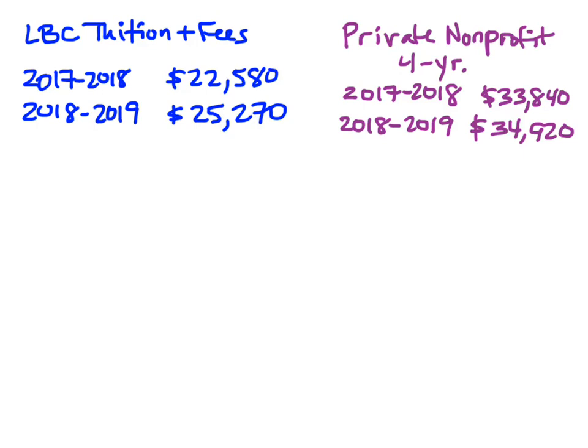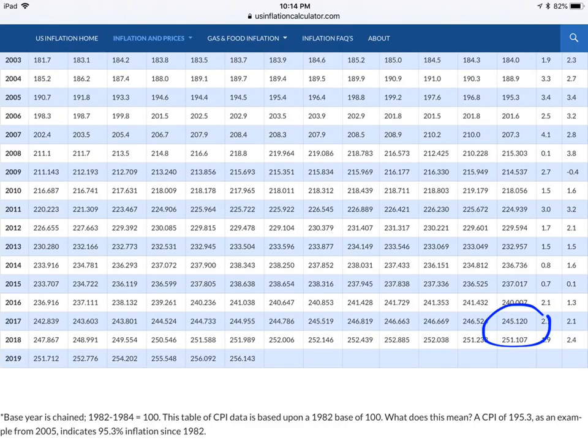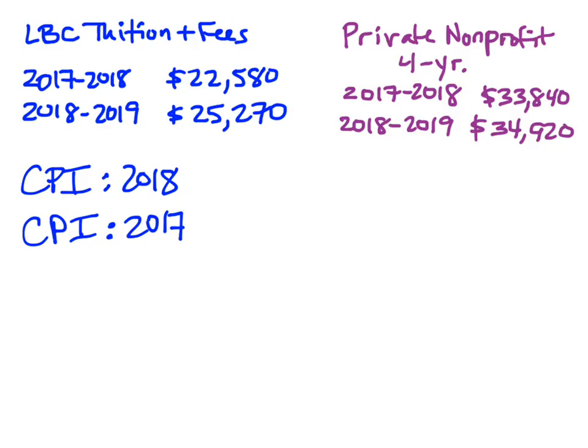What we need for that are the CPI numbers for those years. So let's find the CPI number for 2018 and then the 2017 number. We won't even bother with the reference base value since we're just comparing these 2 years. In 2018 the number was 251.107.